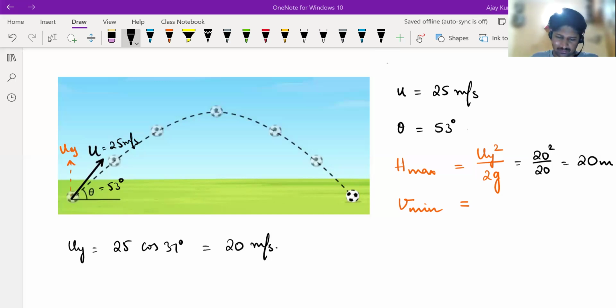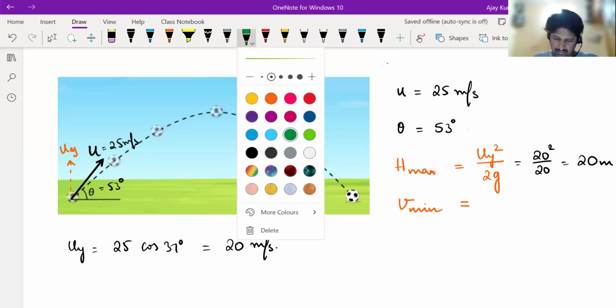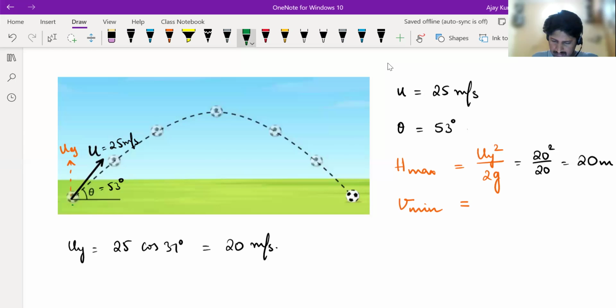And we discussed this point before also. Everywhere during the flight, the x component remains constant. The x component is u cos 53, that is 25 cos 53 degrees. That becomes 15 meters per second. Everywhere during the flight, it will have the same x component. Vanilla, can you also tell why the x component does not change during flight?